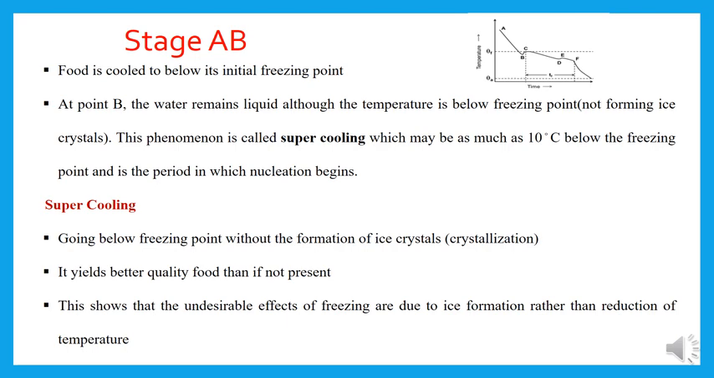Up to a maximum of 10 degrees Celsius below the freezing point, the ice crystals will not form, but water remains as water itself, even though the temperature is below the freezing point. And in this period the nucleation starts. So supercooling is going below the freezing point without the formation of ice crystals, so without any crystallization. It yields better quality food than if there is no supercooling.